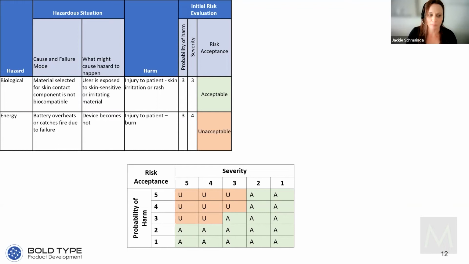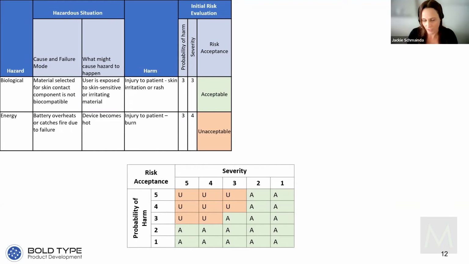So if you look at, for example, a biological risk or biological hazard, then you're looking at the hazardous situation, which is basically the sequence of events that may cause or contribute to a hazard occurring. So in terms of biocompatibility, if you do not select a biocompatible material, there is a potential that a user is exposed to a skin sensitive or irritating material. And that could lead to a rash or some other undesirable effect to the user. So you've identified that as a hazard or risk of the device.